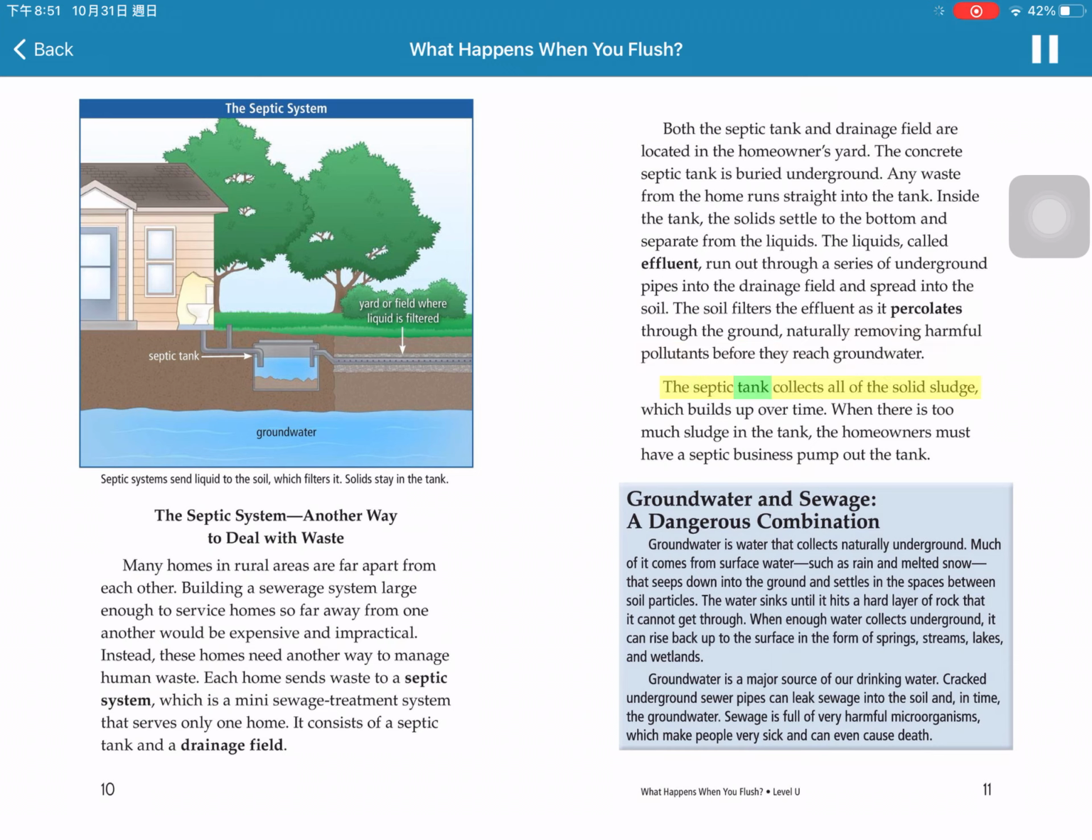The septic tank collects all of the solid sludge, which builds up over time. When there is too much sludge in the tank, the homeowners must have a septic business pump out the tank.